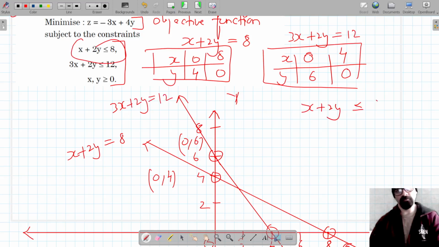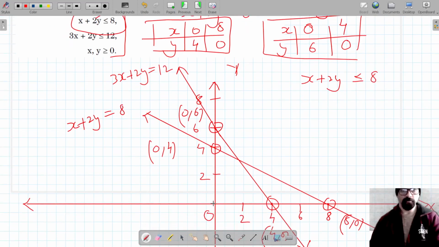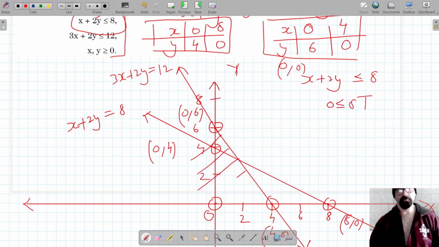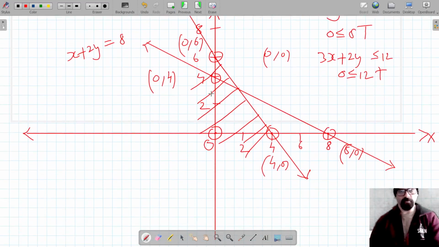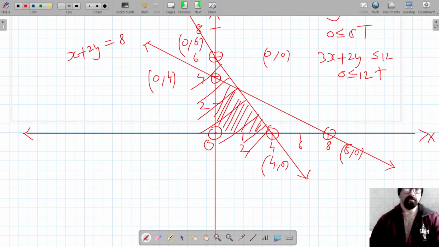So x plus 2y is less than or equal to 8, and I'm going to check this equation for 0, 0, that is the origin. So 0 is less than or equal to 8, which is true. So its solution region is towards the origin. Next one is 3x plus 2y is less than or equal to 12. And if I check this for the origin, 0 is less than or equal to 12, which is true. So it's also towards the origin. So this is the common region.